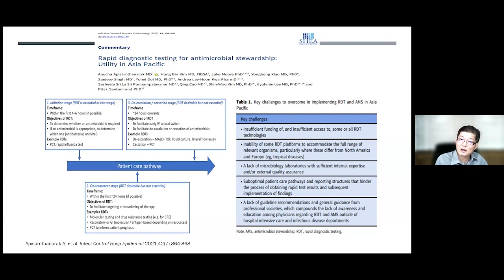But in reality, there are some challenges to overcome in integrating rapid diagnostics in AMS in Asia Pacific. The key challenges may include insufficient funding, the inability of some RDT platforms to accommodate the full range of organisms, the lack of microbiology labs with sufficient expertise, suboptimal patient care pathways and reporting structures, as well as the lack of national and general guidelines to help endorse this, which is a key barrier as well.